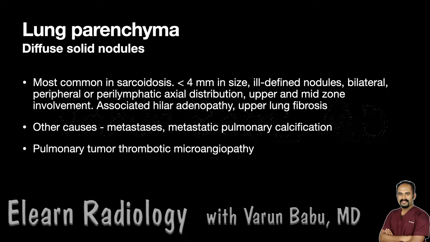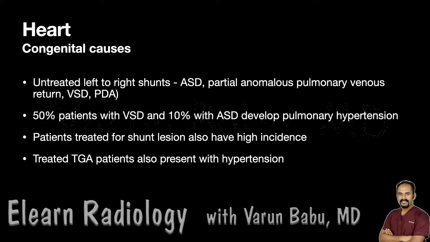Lung parenchyma can sometimes show diffuse solid nodules, which tend to be most common in sarcoidosis. They are less than 4 mm in size, ill-defined, bilateral, peripheral or perilymphatic, axial distribution, upper and mid-zone involvement. They may have associated hilar adenopathy, upper lung fibrosis. Other causes include metastasis, metastatic pulmonary calcification. Pulmonary tumor thrombotic microangiopathy can also demonstrate diffuse solid nodules.